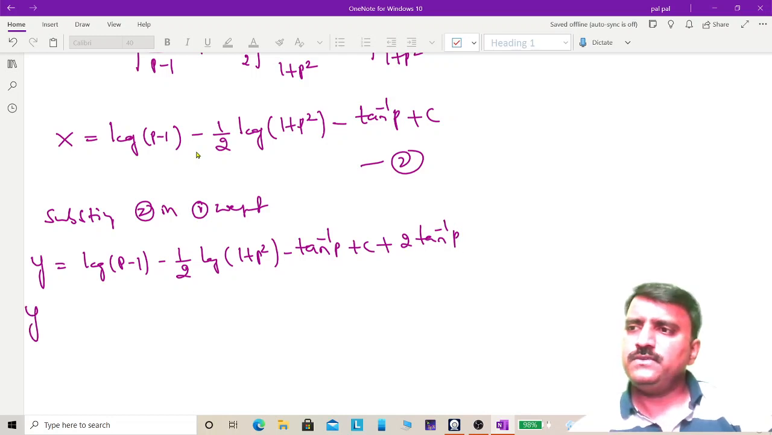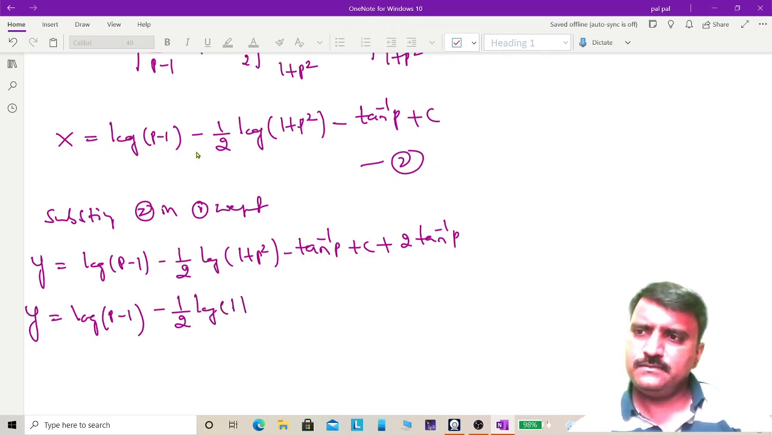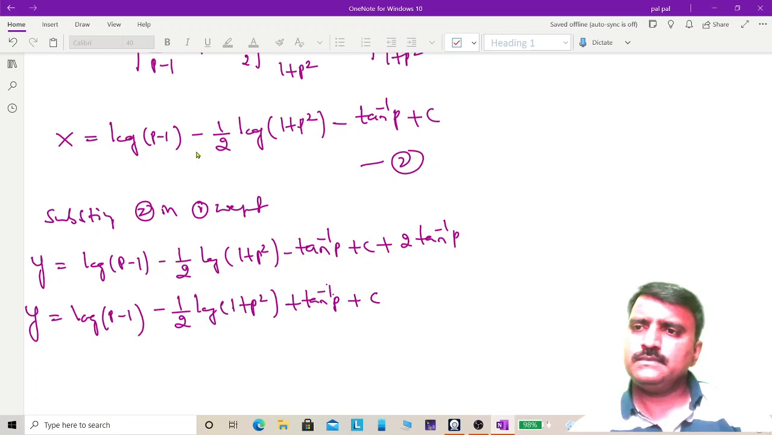So that is y is equal to log of p minus 1 minus 1 by 2 into log of 1 plus p square, and this simplified form gives that plus tan inverse of p plus c. So therefore this 2 and 3 forms the complete solution.